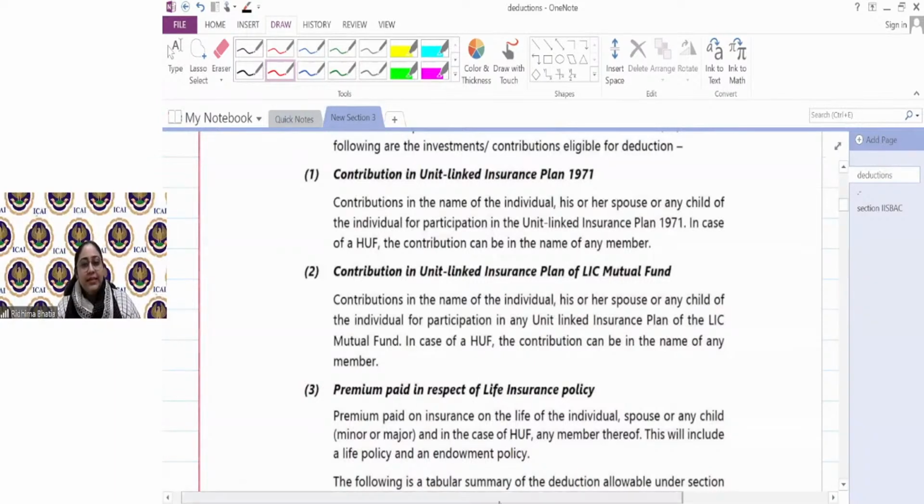Again, in 80C, there are multiple types of options which are available. Deduction is allowed under this section to the maximum extent of 1.5 lakh to individual and HUF, and on actual payment basis. One by one, I'll be picking up what type of options are available, and then we'll discuss it. Okay guys? Chalo, great.